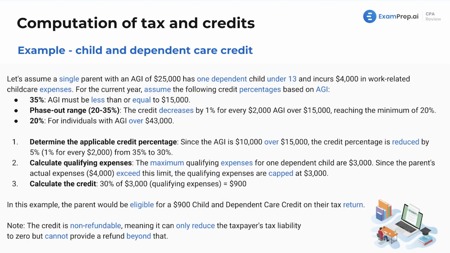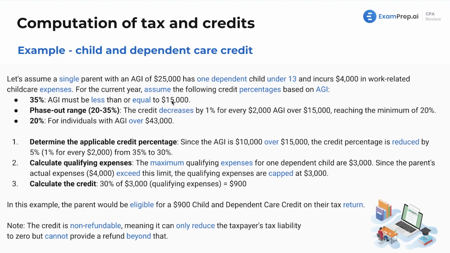Let's see it in action. Let's assume that we have a single parent with an AGI of $25,000, one dependent child under 13, and they incur $4,000 in work-related childcare expenses. So maybe that's sending them to childcare while they're at work. For the current year, we're going to assume the following credit percentages based on AGI. As mentioned, these will change year to year, and these will be linked in the resources, and you should memorize these. But these are provided here as an example for us, so we'll reference these as we go.